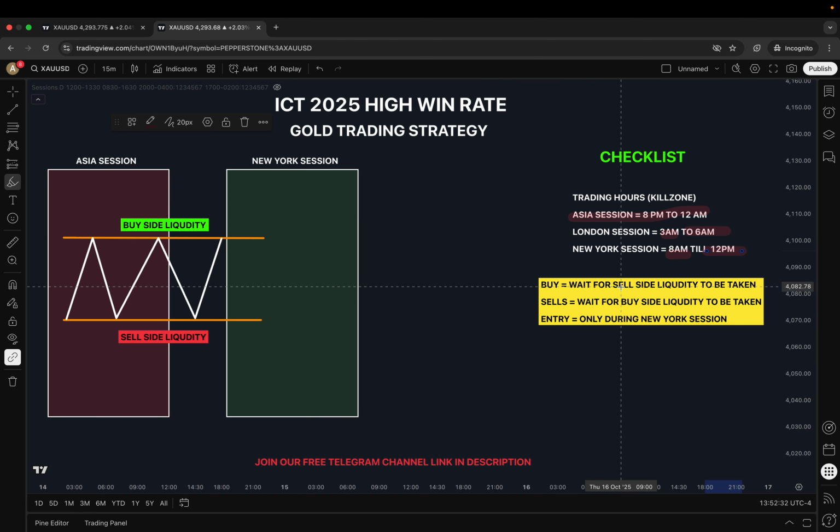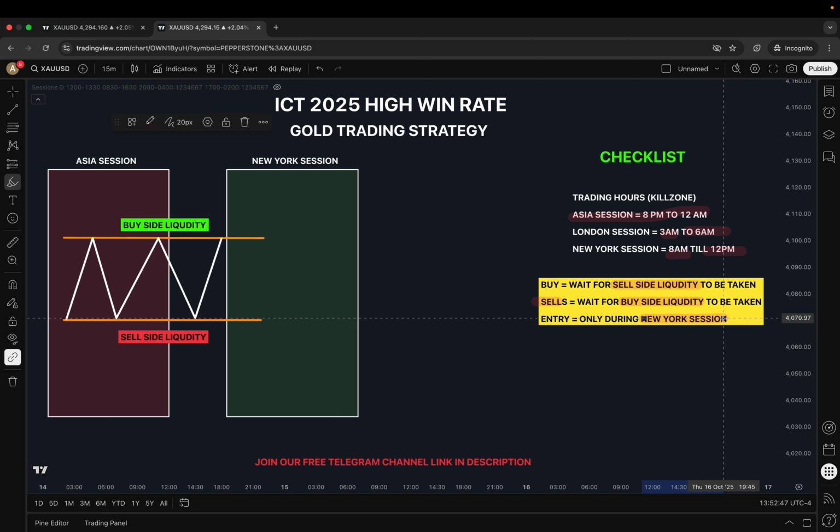Now, if we are looking to take buys and we anticipate that prices will go up, then we want sell side liquidity to be taken out. And if you want to take sells in the market, then we want to wait for buy side liquidity to be taken out. And entries are only taken during the New York session. Any other sessions we won't be trading.